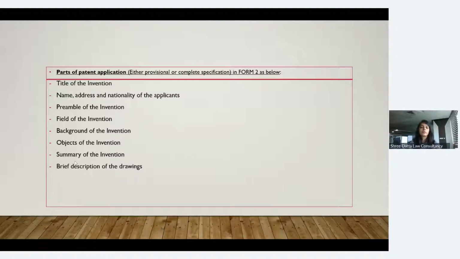If in figure 1 we have given some of the nomenclature like A, B, C, D, like that, so what is the meaning of that A, B, C, and D? So all the details we have to give into the brief description.